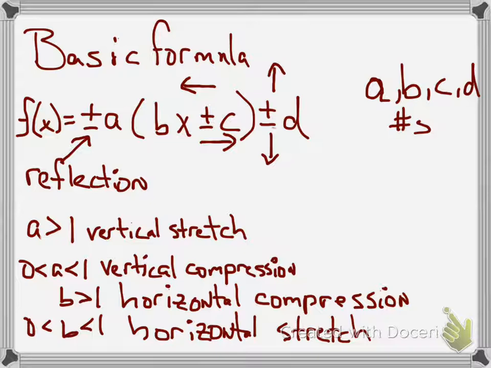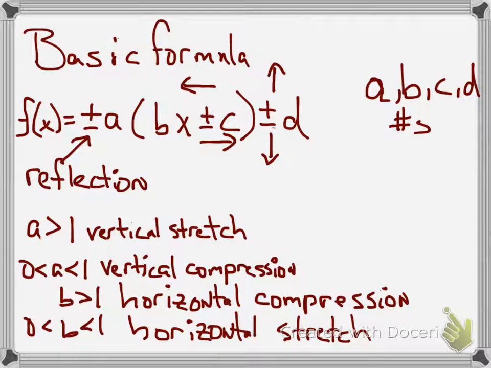If the number in front of the parentheses, A, is bigger than 1, you have a vertical stretch, which means you somehow made this thing grow taller faster. Again, we'll look at all these types of transformations. If you have a number between 0 and 1, like a fraction or a decimal, then you have a vertical compression.